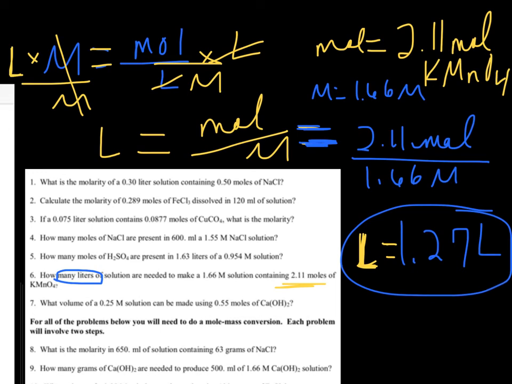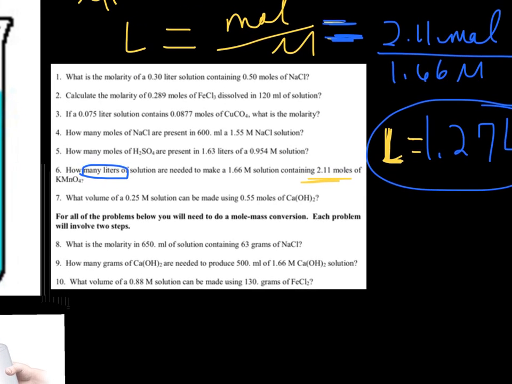And that is what most of your calculations are going to be like. The only other difference you might have is if you have to convert from grams to moles, and then all you have to do is use the molar mass from the periodic table, and then the rest of the calculations are the same. And that's it. You've got it.